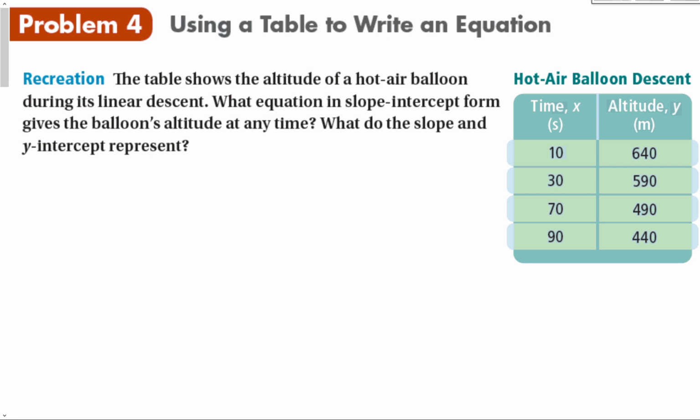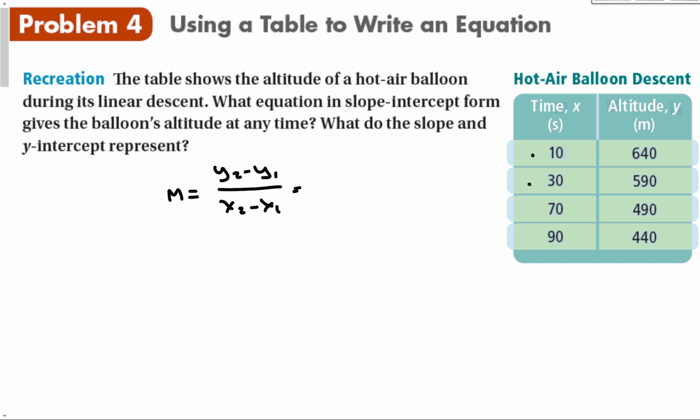So we can also use a table to write an equation. The table shows the altitude of a hot air balloon during its linear descent. What equation in slope-intercept form gives the balloon altitude at any time? What do the slope and the y-intercept represent? Well, since I don't know the y-intercept, I'm going to need to use point slope form. So, because I don't have a picture, let's use the formula. So the slope is y2 minus y1 over x2 minus x1. And let's use that point and that point.